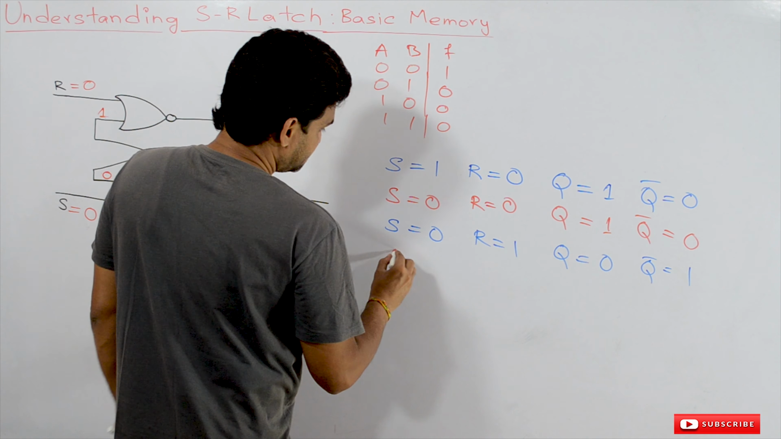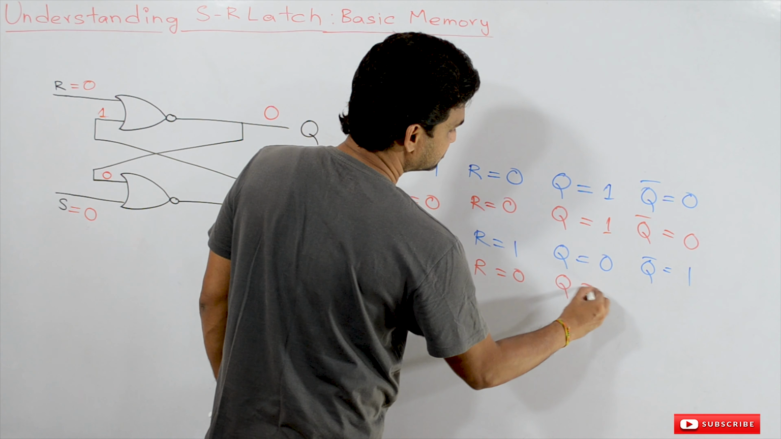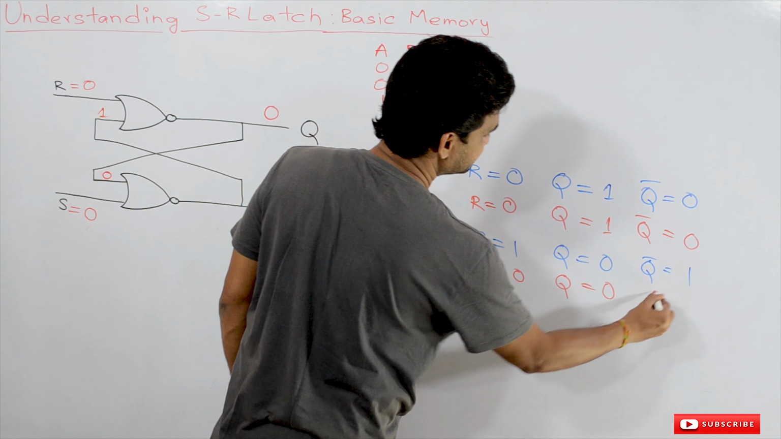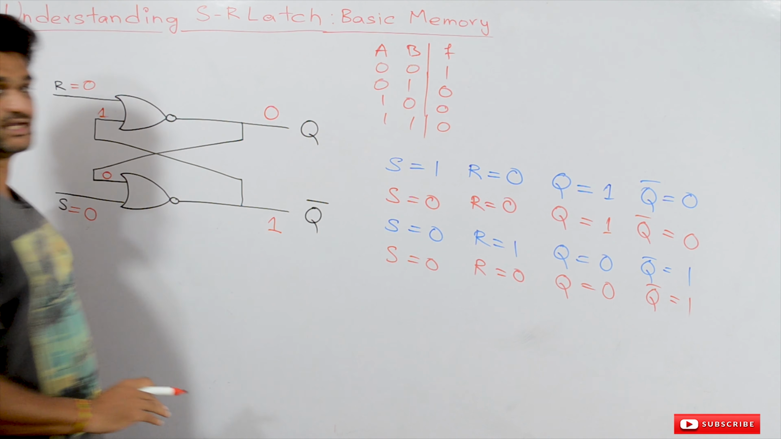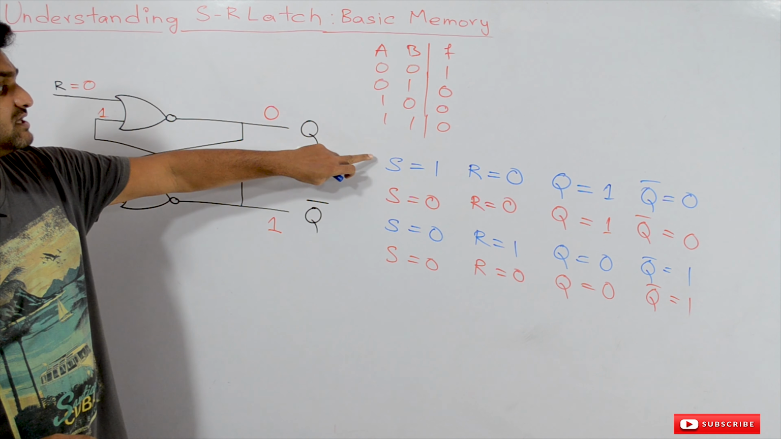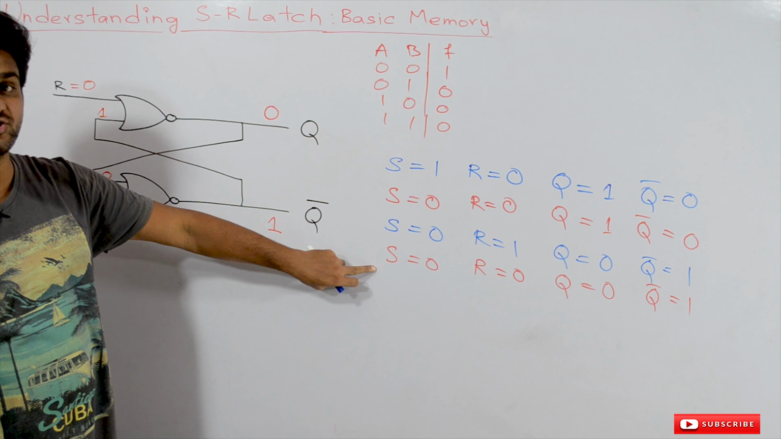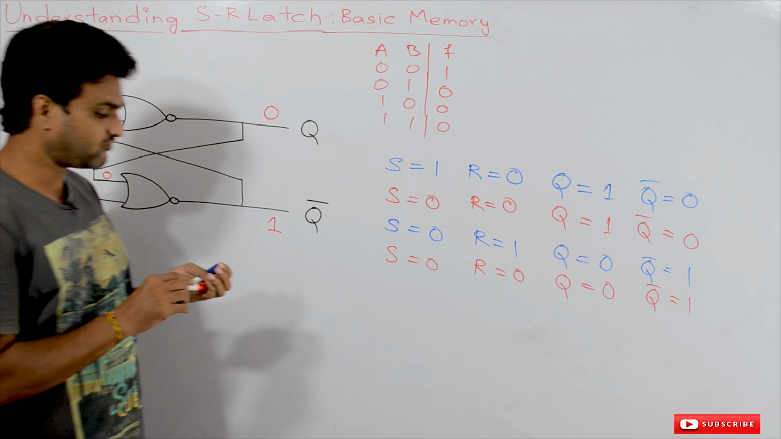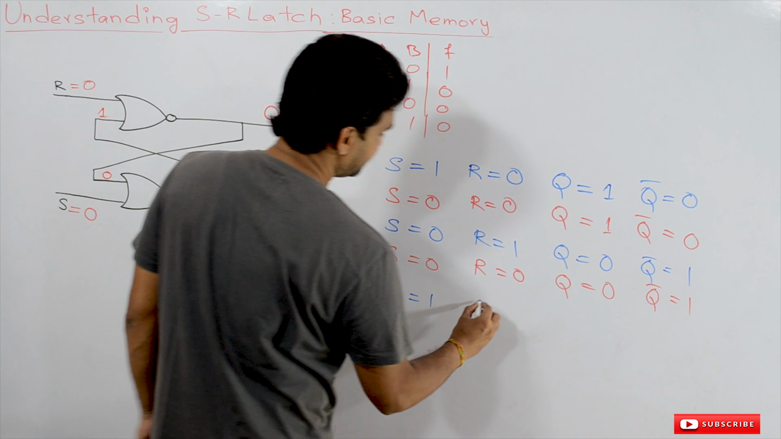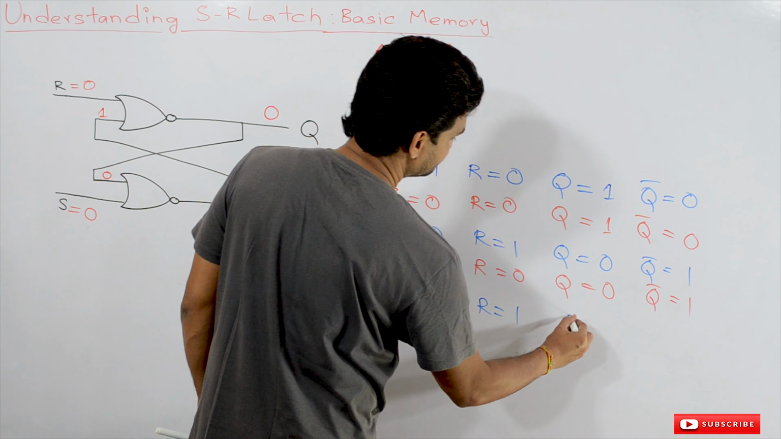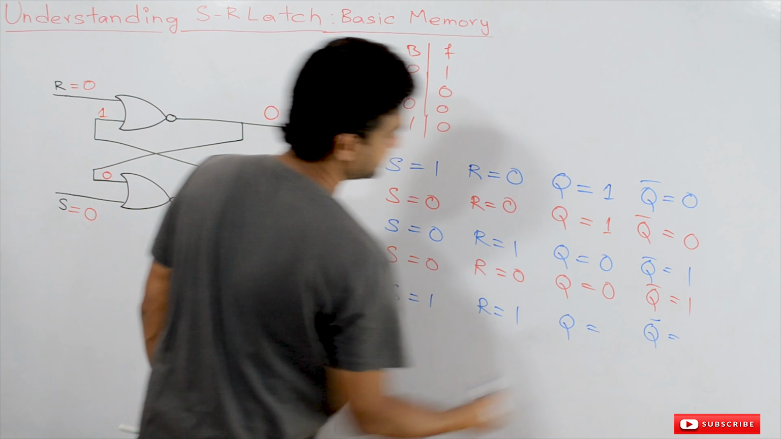Okay, so if you change this to S is equal to 0 and R is equal to 0, the value at Q will be 0 and Q bar will be 1, they remain the same. Okay, we have seen the inputs as 1 0, 0 1 and 0 0. Now we will try to understand what if the inputs given are S is equal to 1 and R is equal to 1. So how the outputs will change, that we will try to understand.